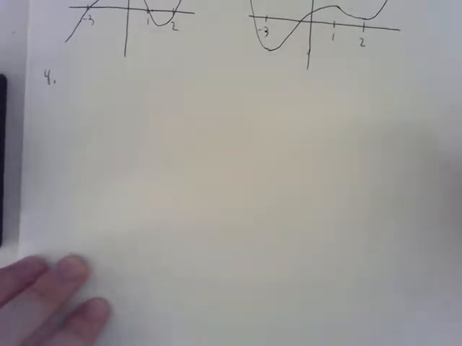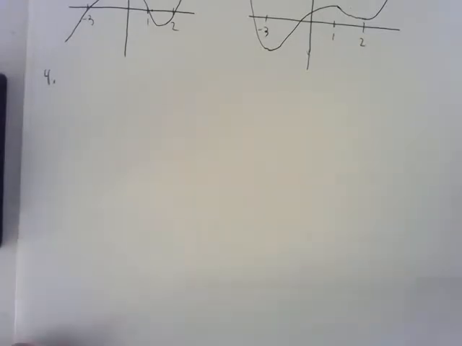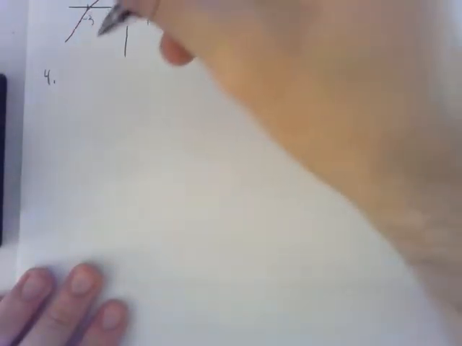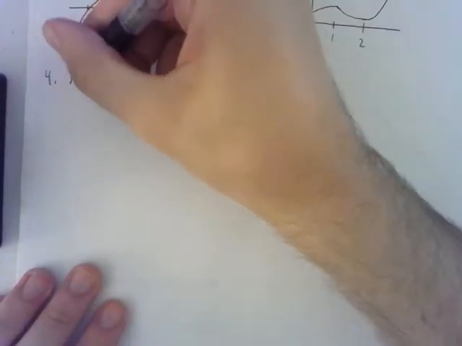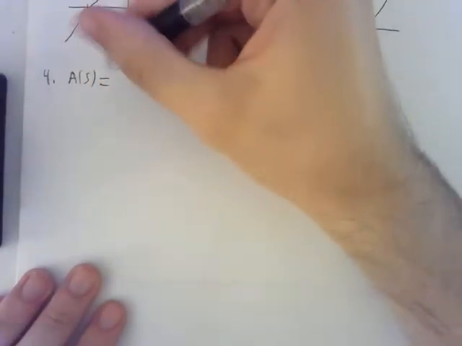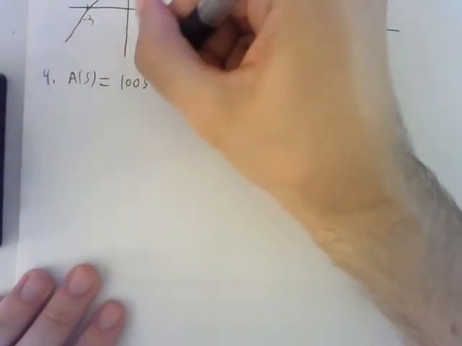Okay, so this is problem 4 from homework 2. This is the problem with the apple farm, and we're told that based on the size of the farm S in square meters, the number of apples produced is given by the formula A(S) = 100 S squared.